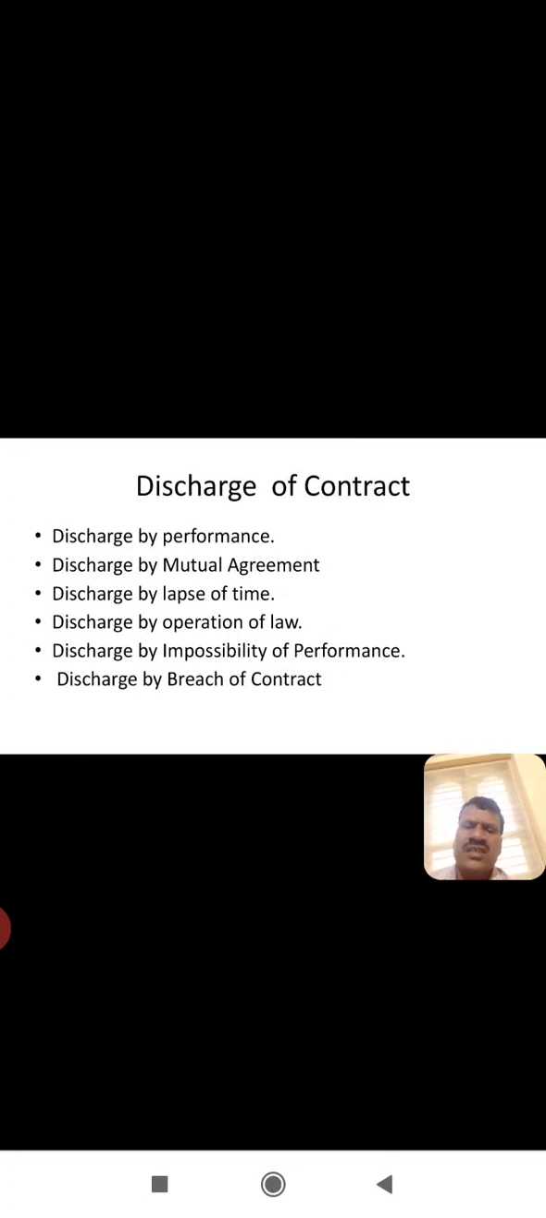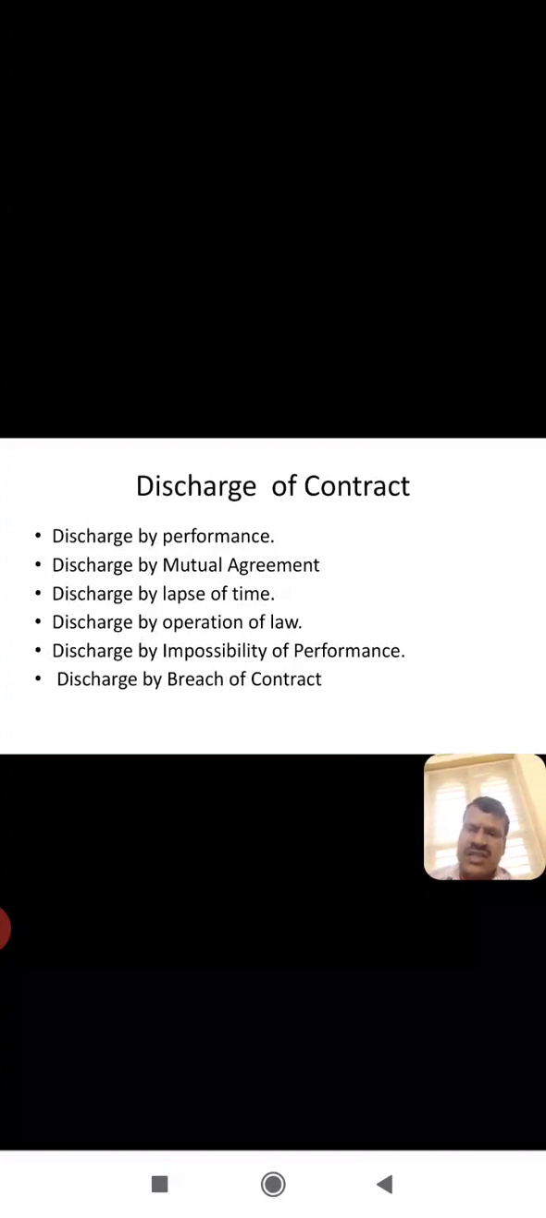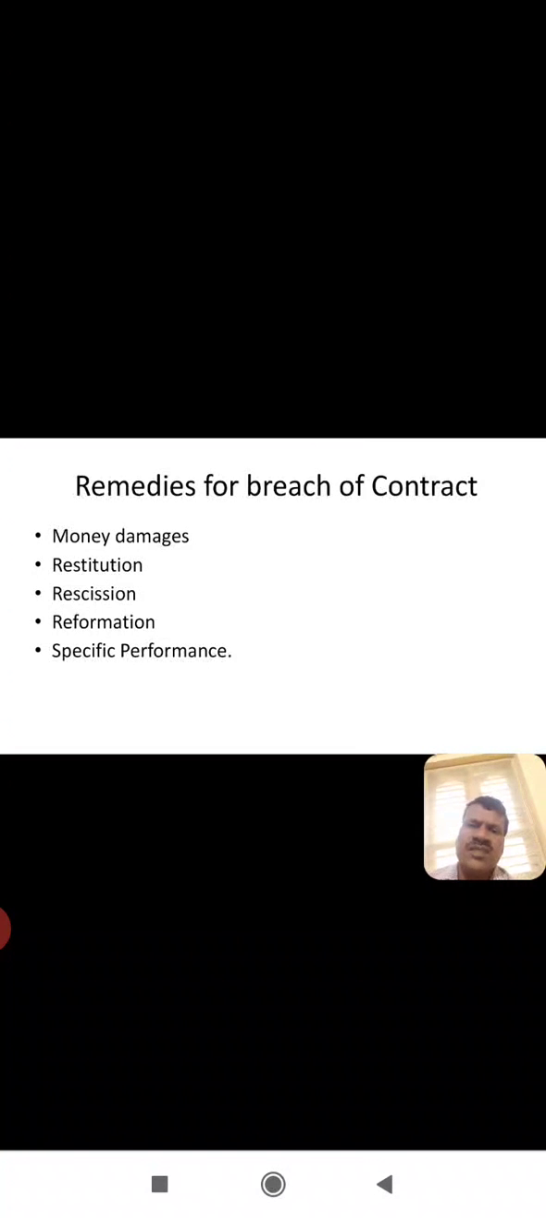So, in this session, we will discuss the discharge of contract and remedies for breach of contract. You can recall the word discharge and remedies from the subject corporate social responsibility of third semester BBM, or the second year PUC business economics or business studies.